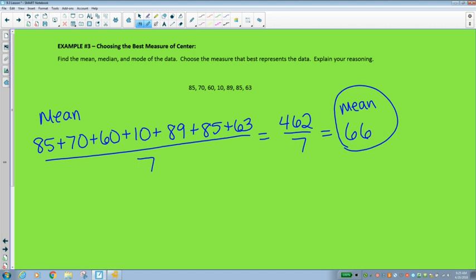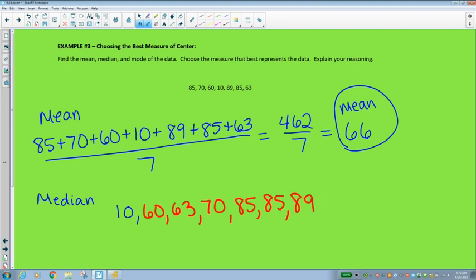Then I go ahead and I have to find the median. And some people will actually take the numbers and organize them from smallest to largest in the mean problem so that they can use it for the median. Otherwise, you can do it as a separate problem as well. So I'm going to go ahead and organize these. I have 10, 60, 63, 70, 85, 85, and 89.